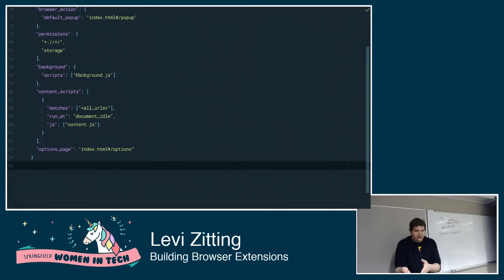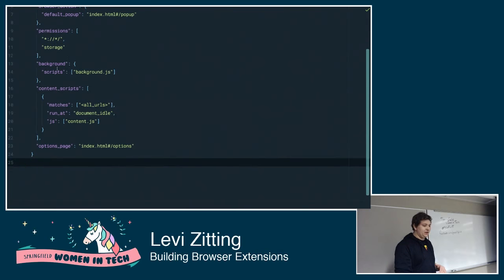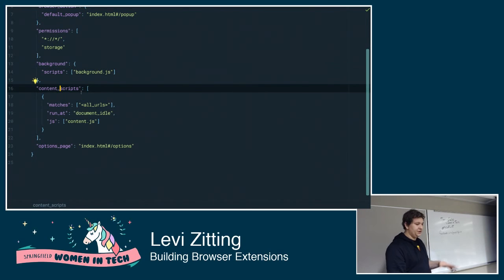I'll jump into this part next: what these background and content scripts and all these other things are. So it all starts with the manifest.json file. We load this file along with some of these other files listed into our web browser, and then the extension is installed at that point.